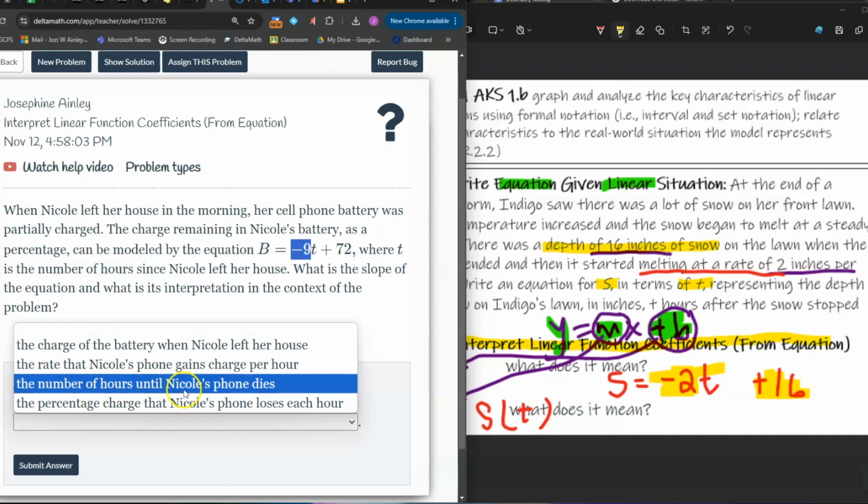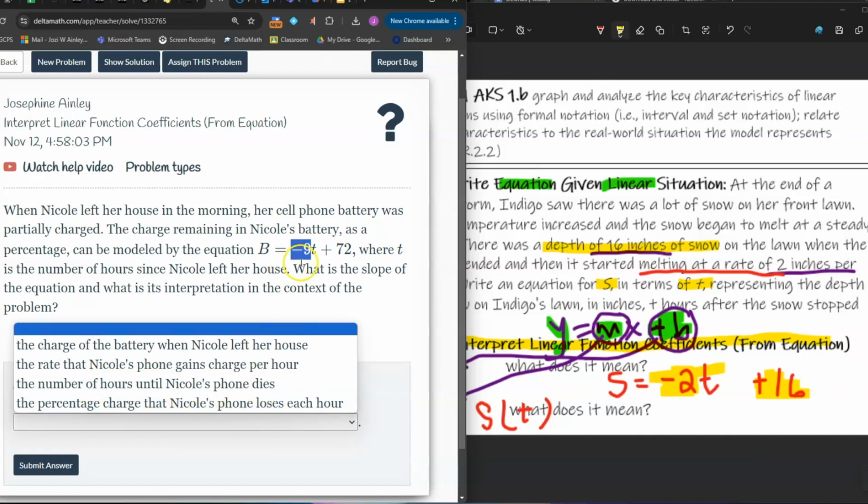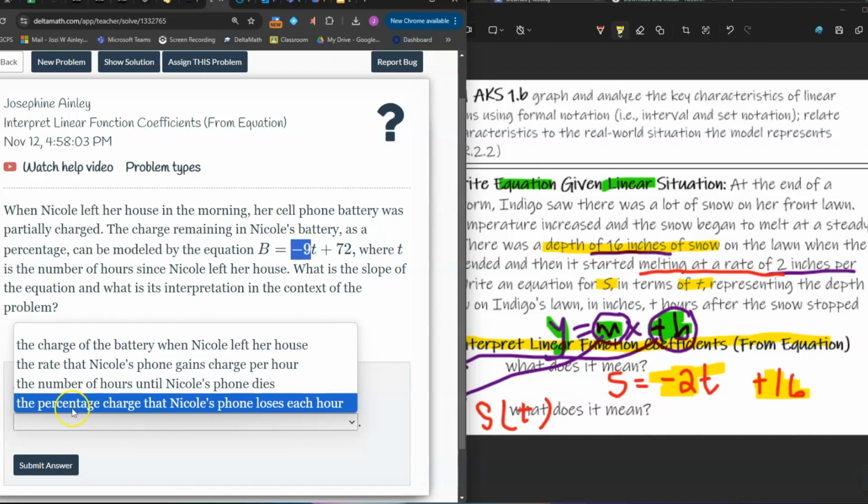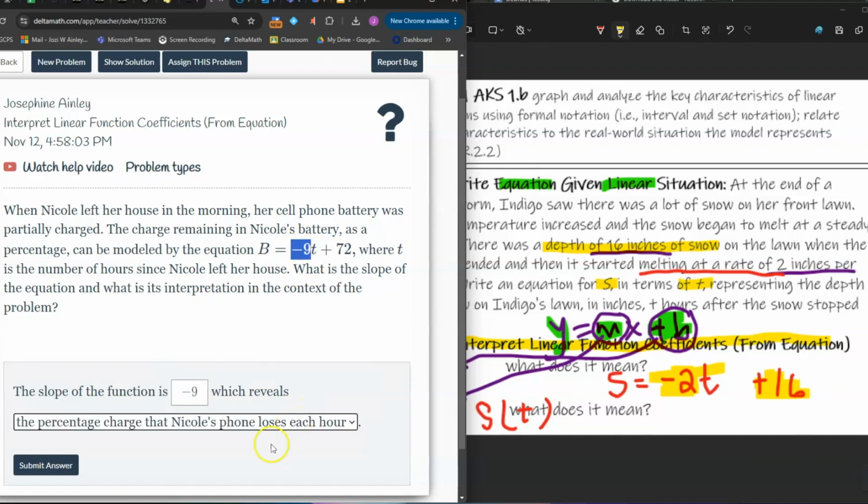The number of hours till Nicole's phone dies. Is this the number of hours till I die? No, this I'm losing 9% every time. The percentage charge that Nicole's phone loses each hour. That's what I'm looking for.